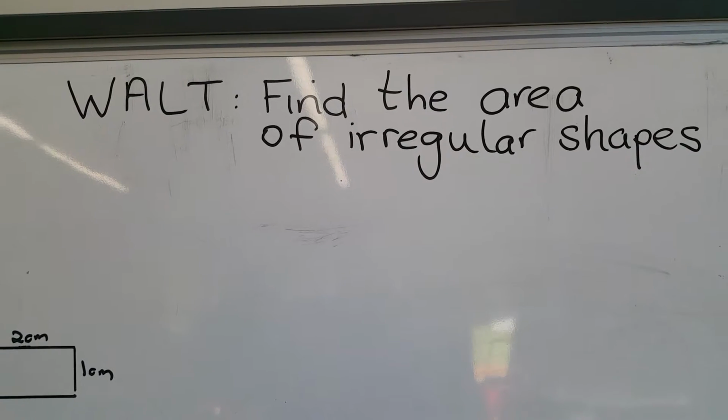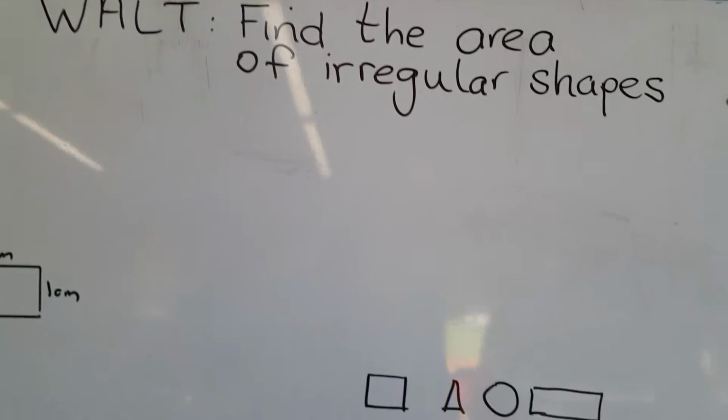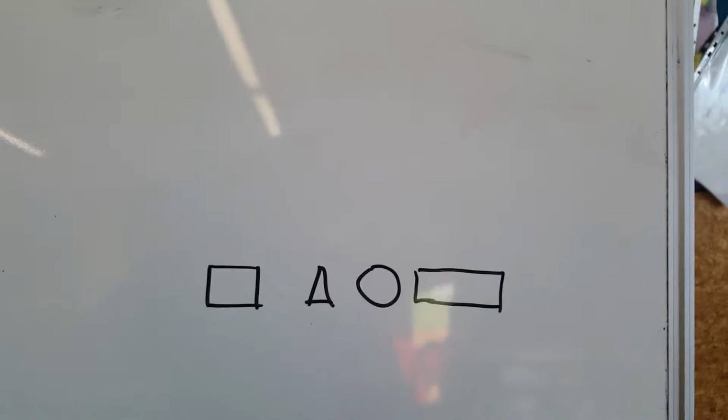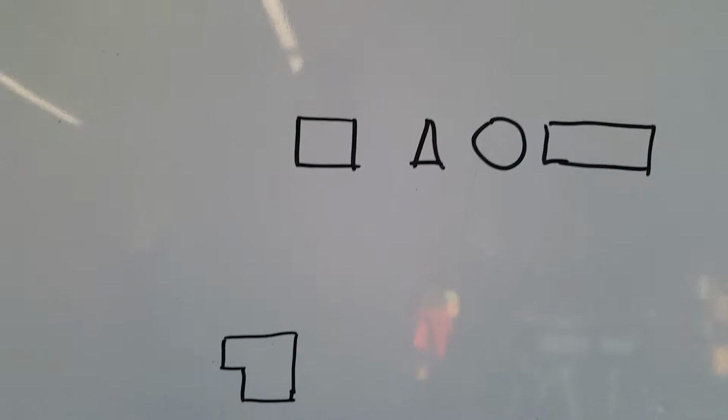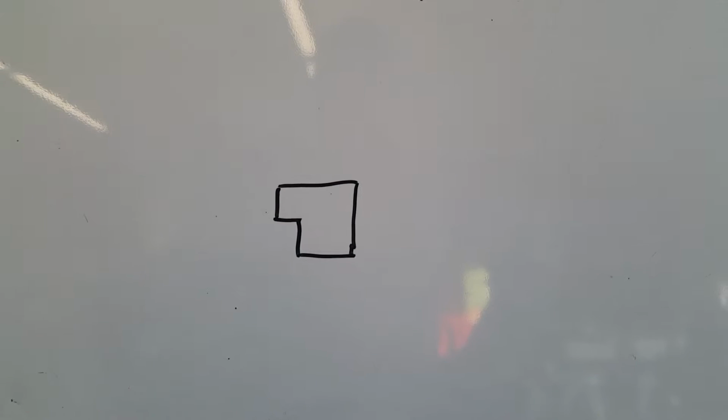So first of all, irregular shapes are shapes that are not like these, so they're not squares, triangles, circles or rectangles, but they're shapes that maybe are a little bit different looking.